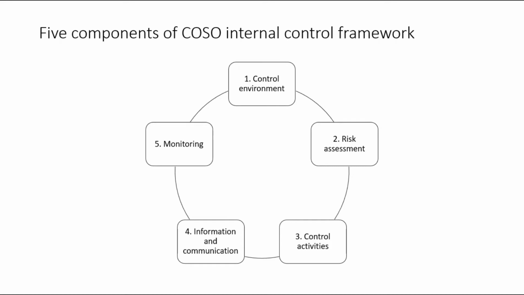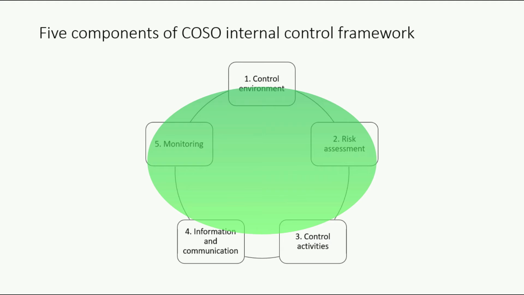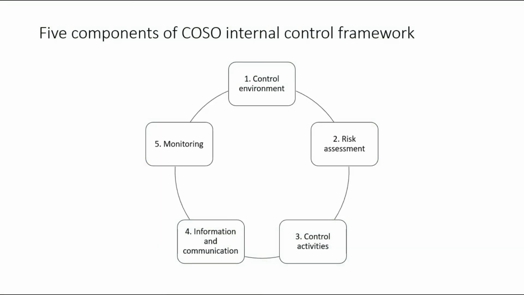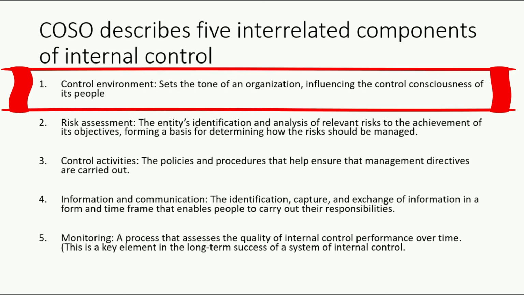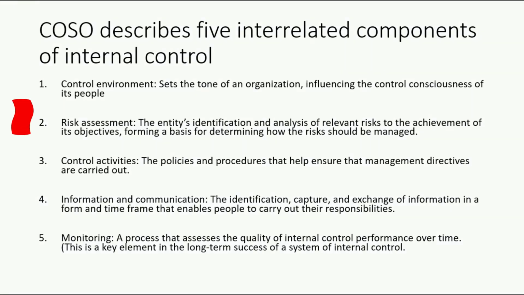There are 5 components of the COSO internal control framework. The first one is the control environment. Second is risk assessment. Third relates to control activities. Fourth, information and communication. Fifth, monitoring. So let's now look at the COSO framework, these interrelated 5 components. The control environment influences the control consciousness of its people. Second is the risk assessment. It's about identifying and analyzing relevant risk to achieve the enterprise's objectives and forming a basis for determining how risk should be managed.